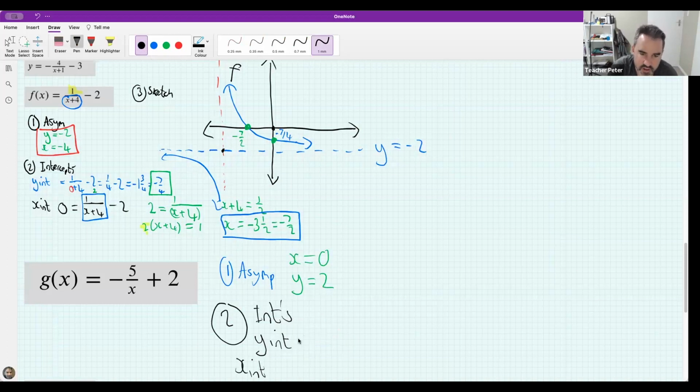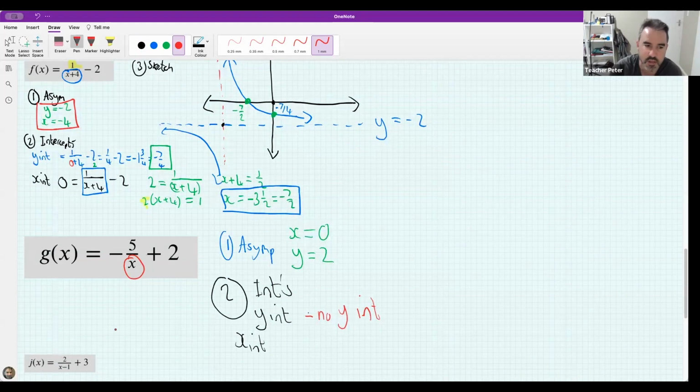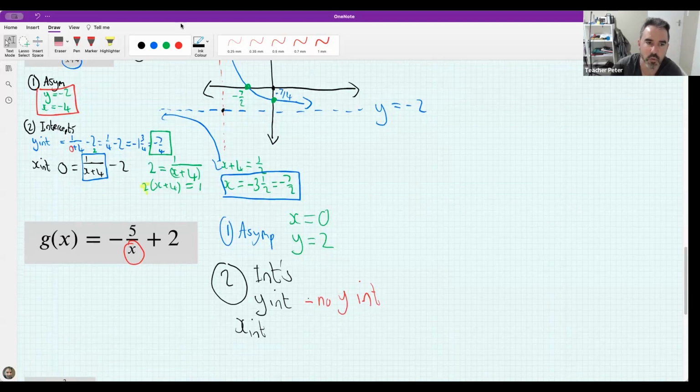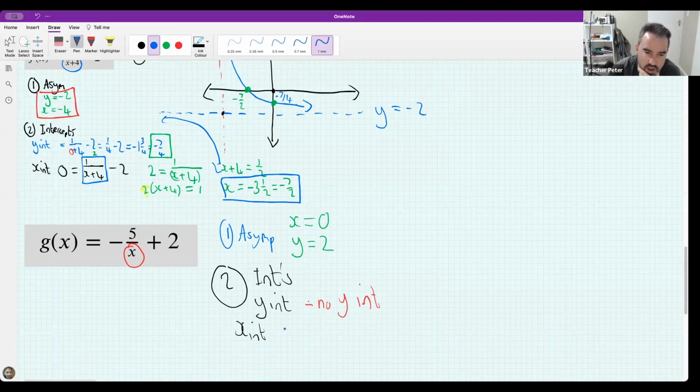Interesting. So if I'm not allowed to make x 0, what does that mean about the y-intercept? Because to find the y-intercept I was going to put x as 0, but actually I'm not allowed to do that. So there is no y-intercept. Because if I put a 0 here, I would have division by 0. I'm not allowed to do that. So in this particular hyperbola, there's no y-intercept. Now, what about the x-intercept? Is there an x-intercept? Well, to get the x-intercept, I need to make y equal to 0, and there's no rule against that in this case.